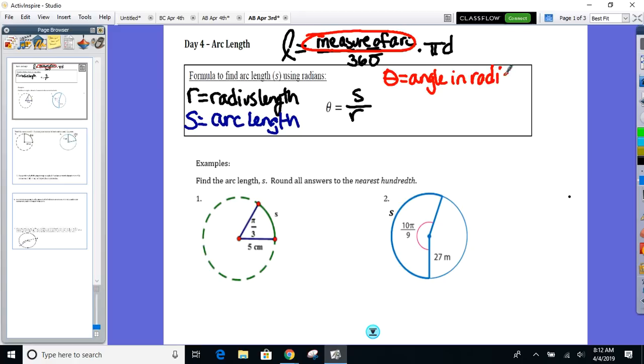Again, this formula can only be used if the central angle is in radians. If it's not in radians, if it's in degrees, then I'm going to have to revert back to the formula I showed you guys on Wednesday.